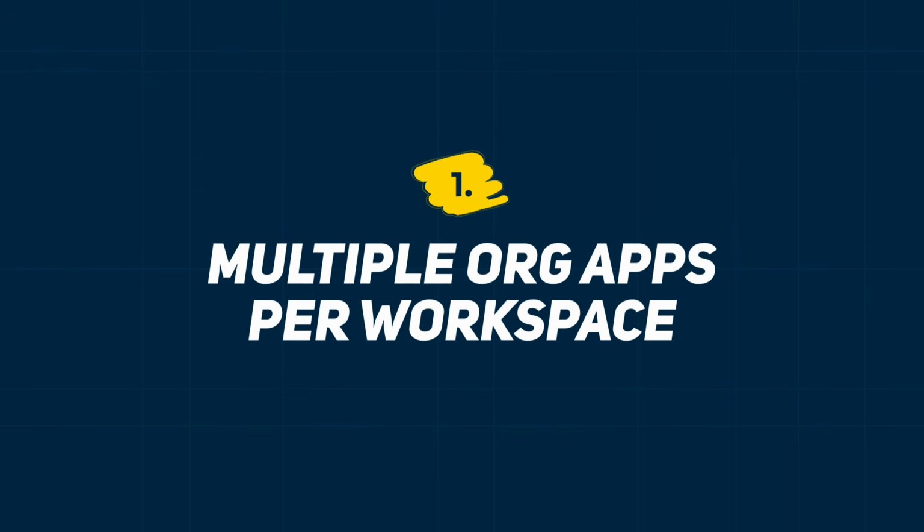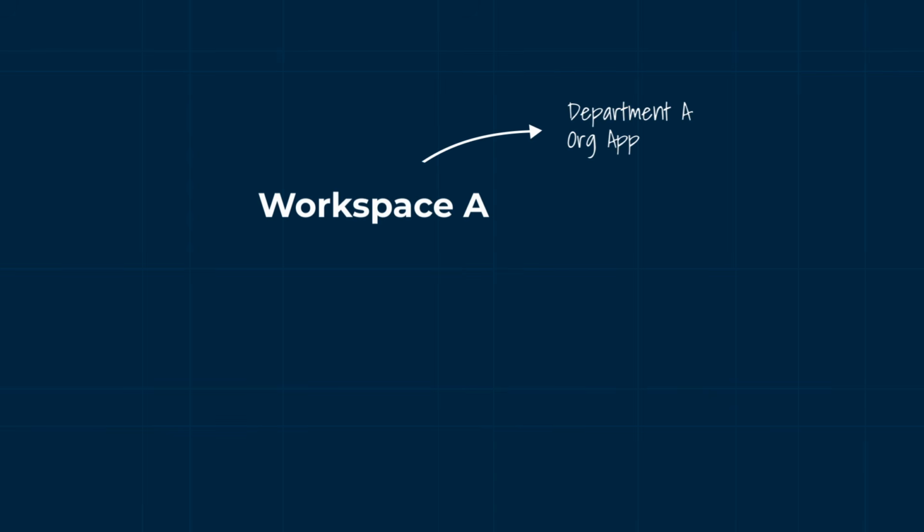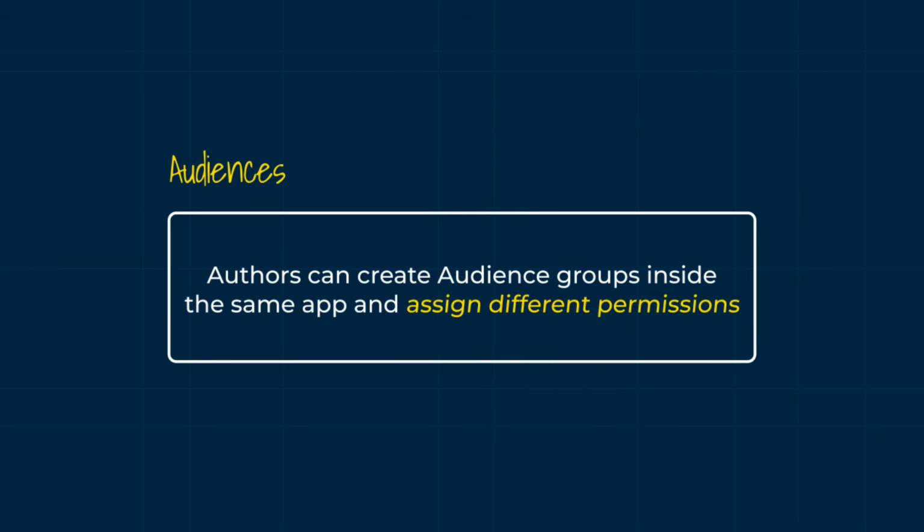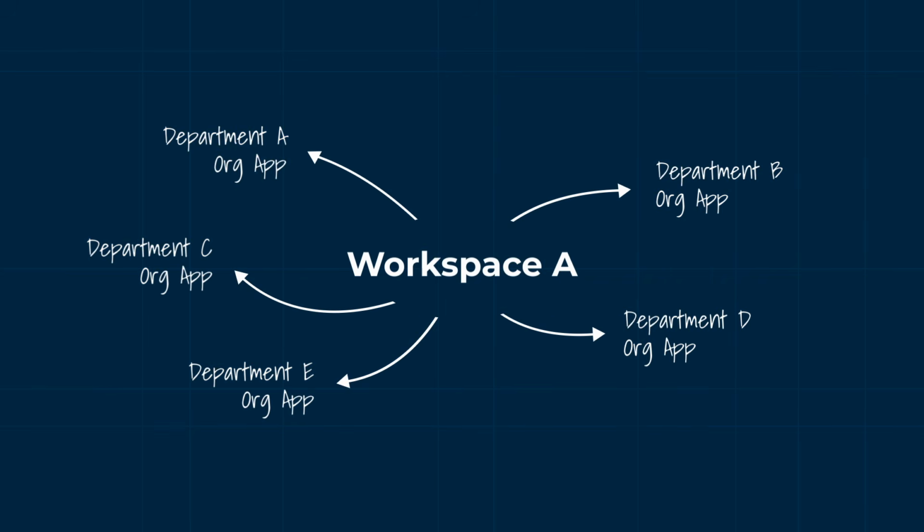First is that the org app is not workspace bound. So previously, you could only create one app per workspace. So if you want to create an app for department A and an app for department B in the same workspace, you would need two sets of workspaces to deploy the apps for each department. Workspace apps got around this issue with the introduction of audiences, but the fact remains that you could only have one app per workspace. Now with org apps, you don't have this limitation anymore.